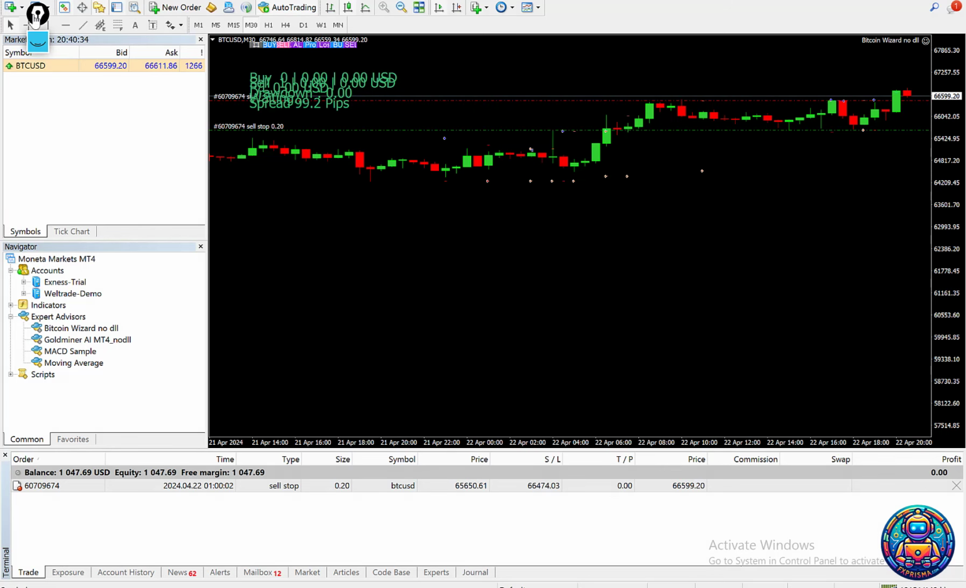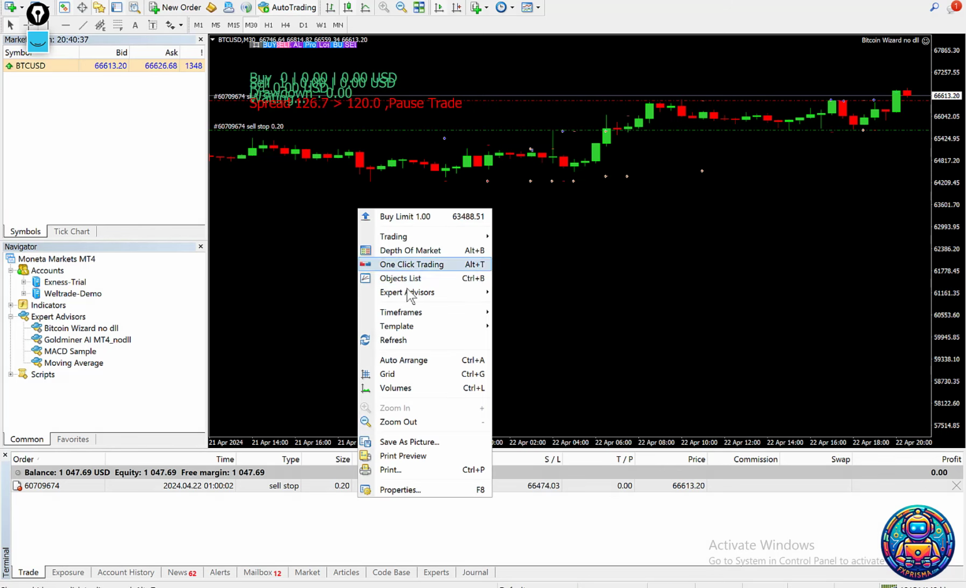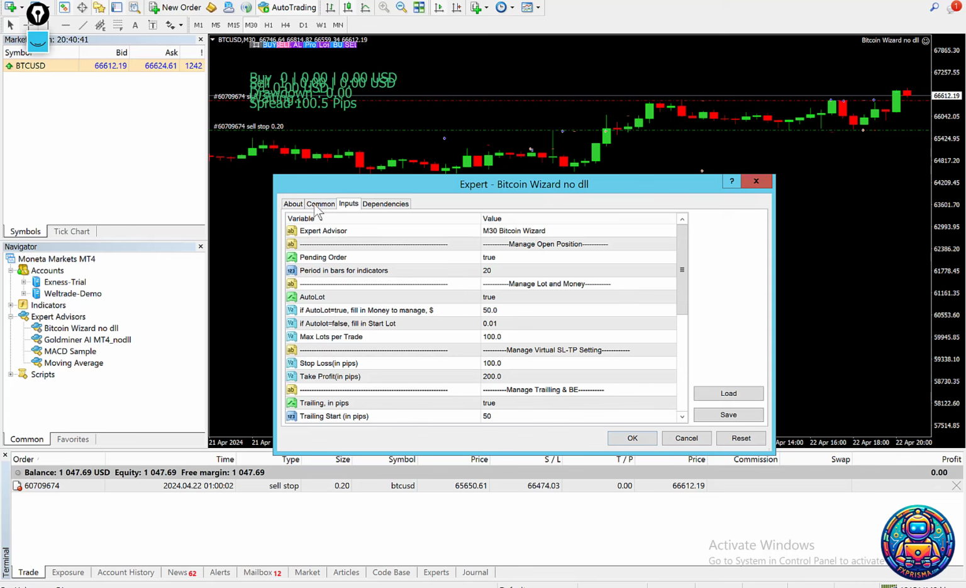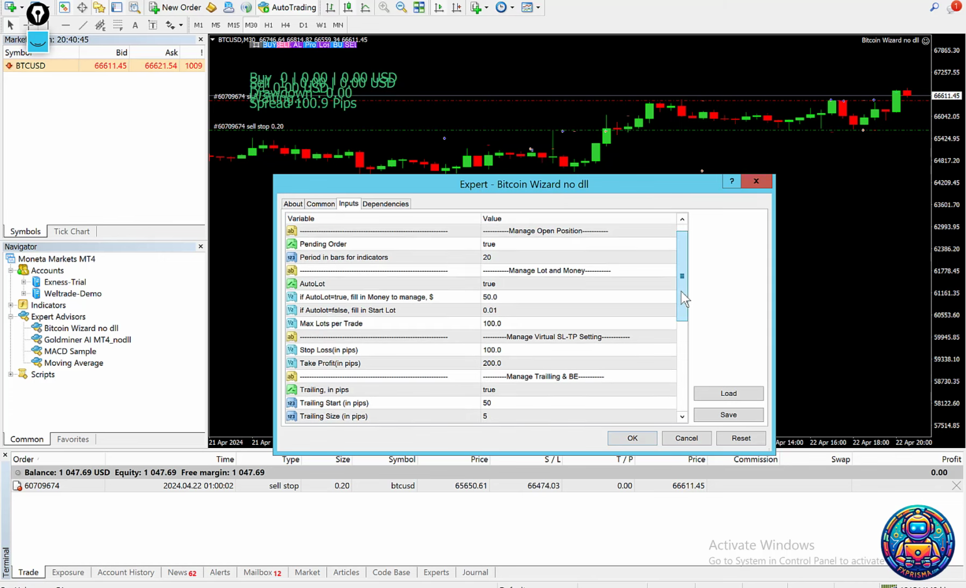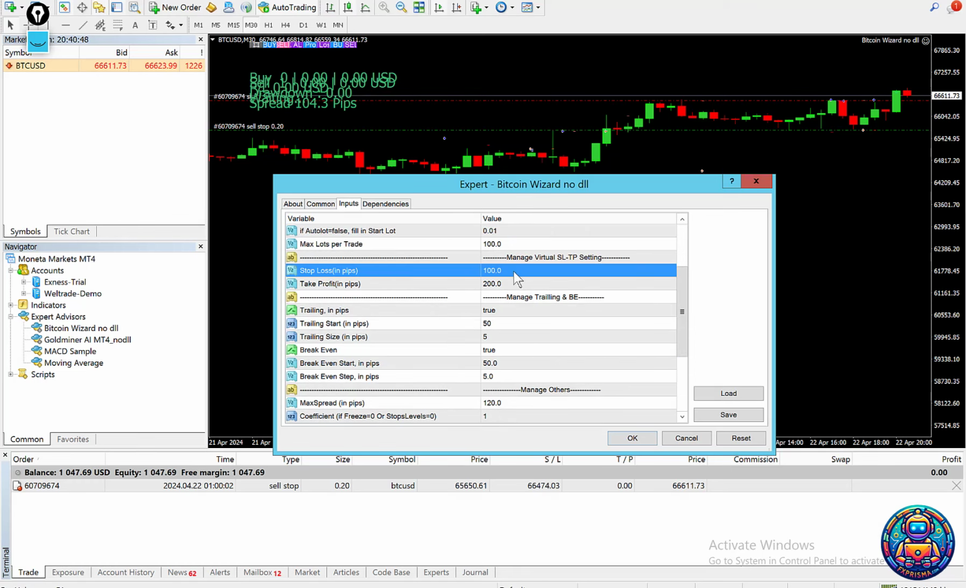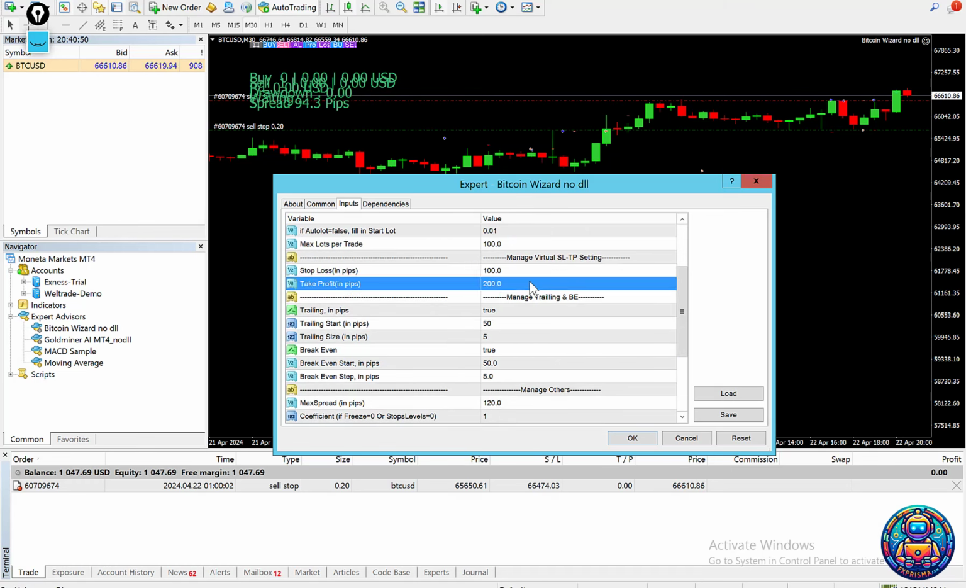We have 3 or 4 trades. So let me give you this information on how the EA is working. Basically, we have the latest version and we have the set file as well. Now you can see the stop loss is 100 pips and the take profit is 200 pips, which is better. This is very good to see.